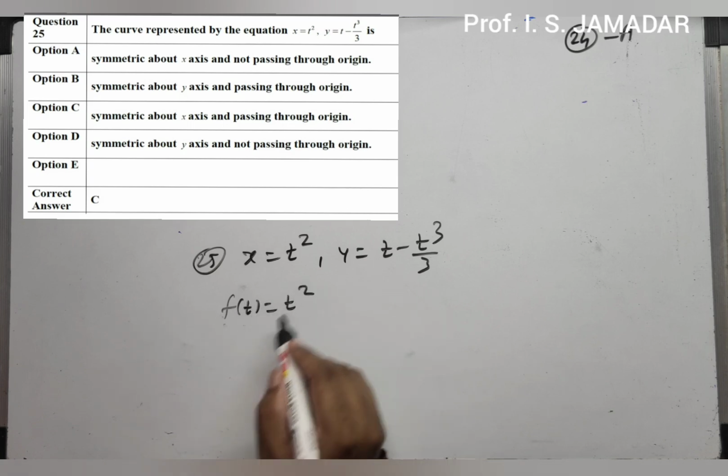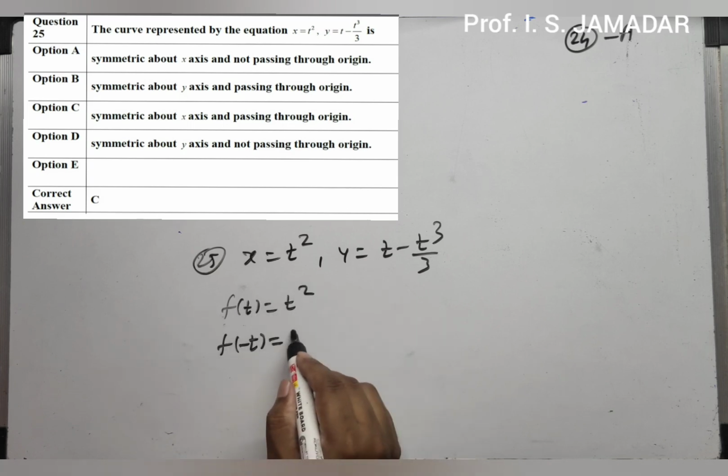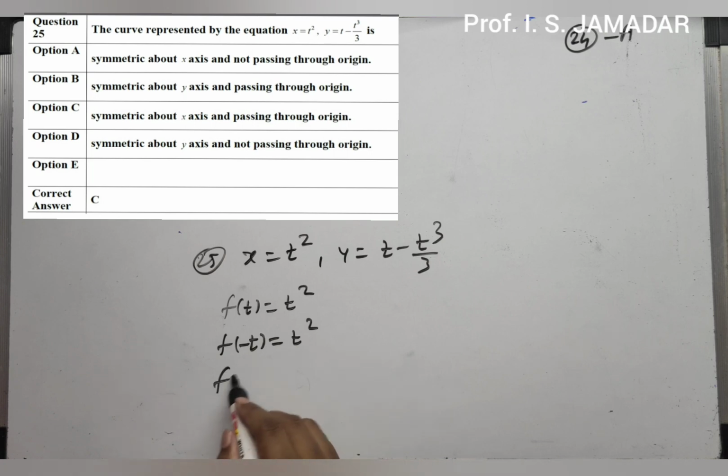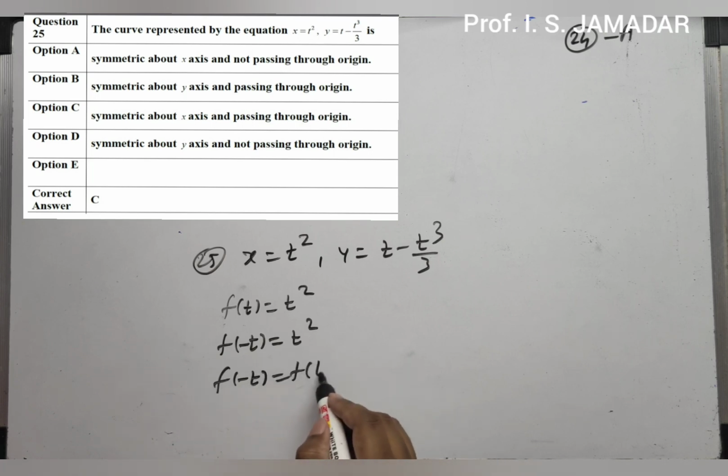What is f of t here? T square. So from that, f of minus t is same t square. So f of minus t is equal to f of t. It implies that f of t is even function. F of minus t equal to f of t.